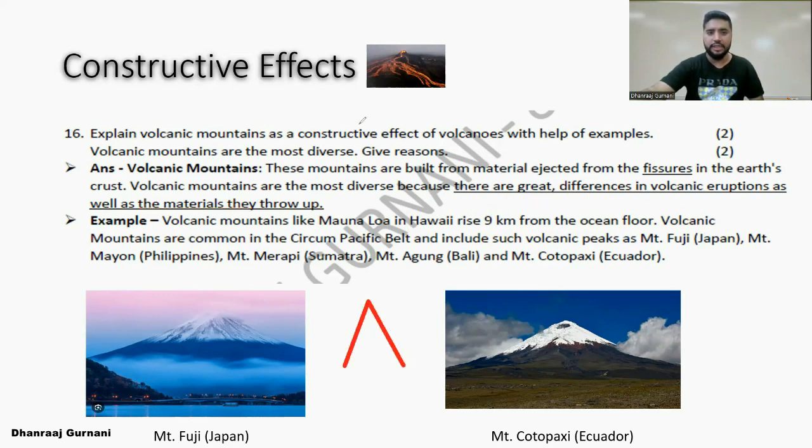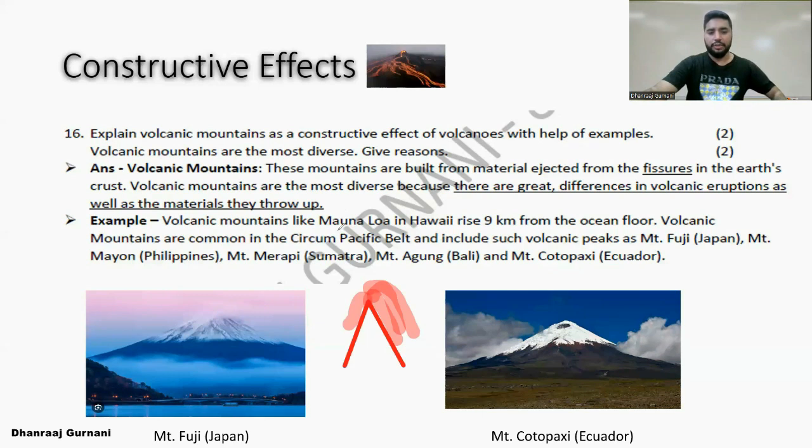There may be equal distribution of volcanic eruptions. It may look like this, and then there may be too much volcanic eruption on one side rather than happening on both sides. As a result, volcanic mountains are very diverse because there is a great difference in volcanic eruption, that is quantity, as well as the materials they throw out, as well as the shape which can be formed.